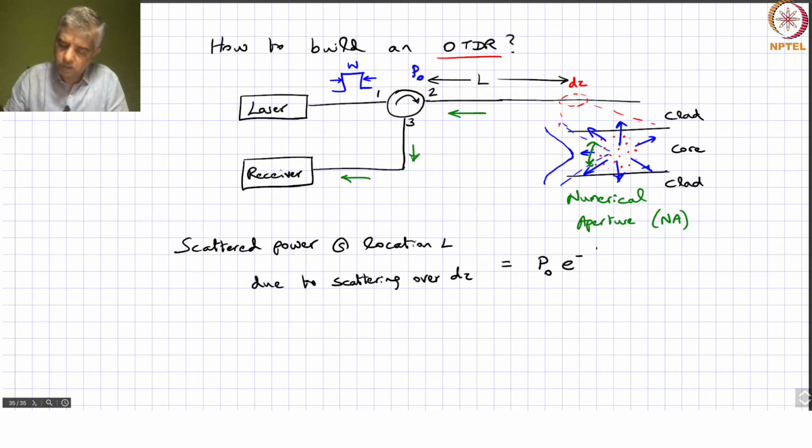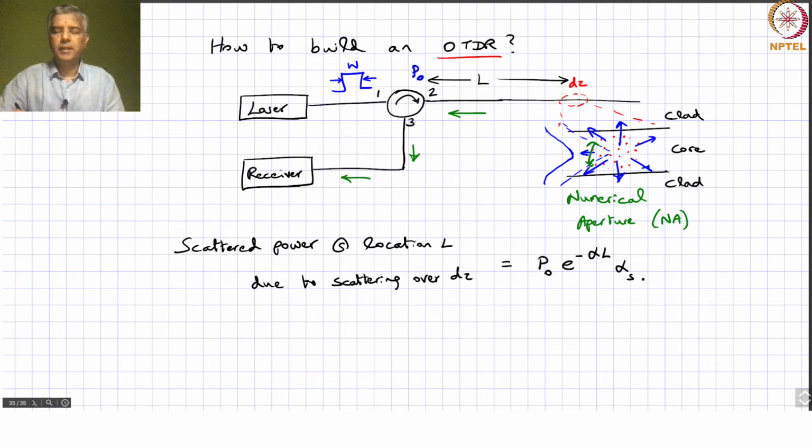So it goes as e power minus alpha times L. That would be the power that you have over here. Okay, and let us say the fraction of light that is scattered at this location corresponds to a factor alpha s. So that's actually the scattering coefficient. Let's say that's the fraction of light that's scattered.